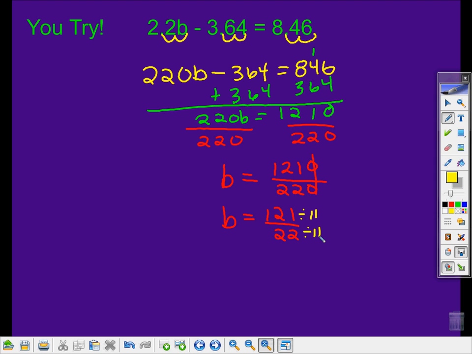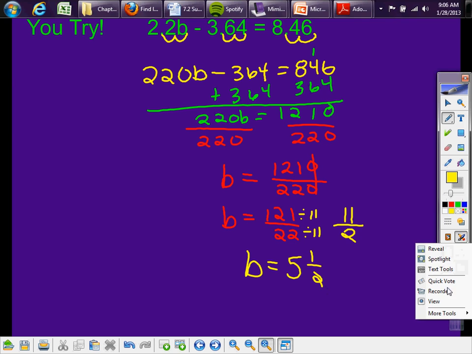121 divided by 11 is 11. 22 divided by 11 is 2. So b must equal 11 over 2 or 5 and a half. Okay? Reduce before you divide. It makes your life a lot easier.